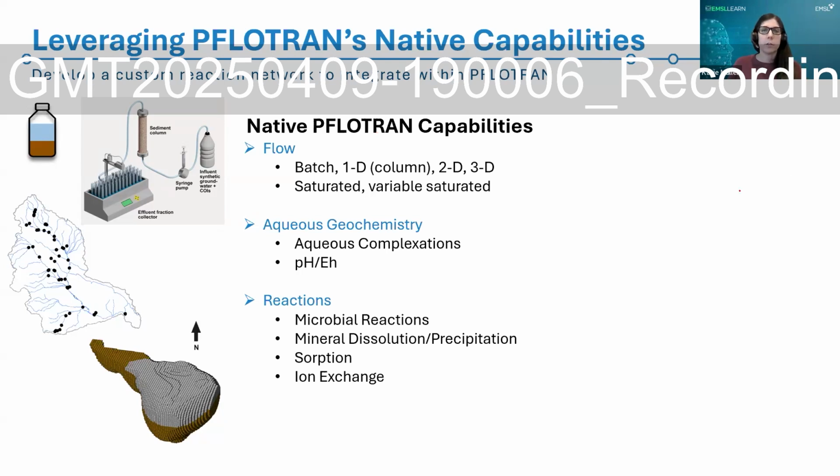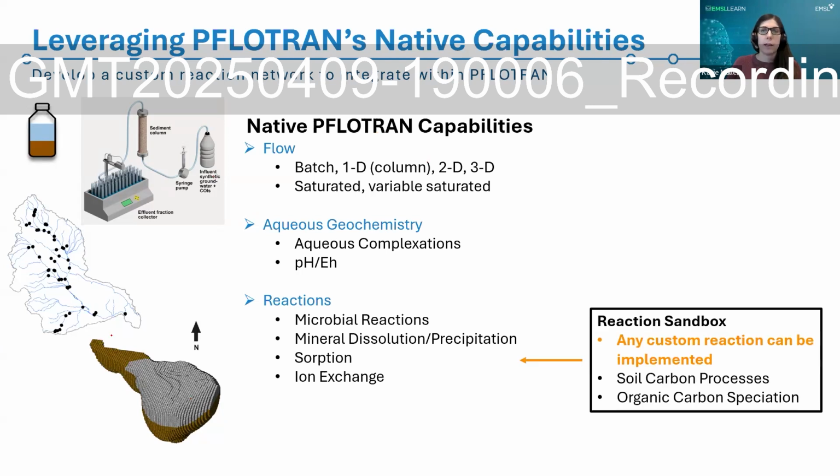So while the standard reactions in PFLOTRAN are very powerful on their own, there's always specific cases that require some level of customization, particularly on the reaction side. So to do this, we can use the reaction sandbox that Glenn discussed to define and implement our custom reaction networks. And those fit right into the native PFLOTRAN capabilities of flow and transport.